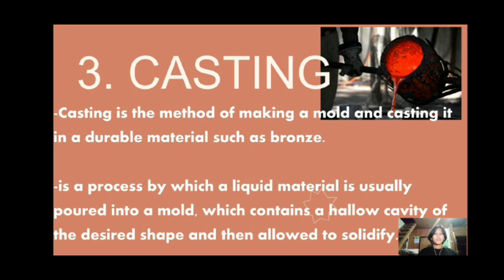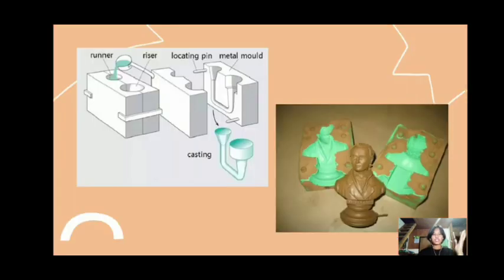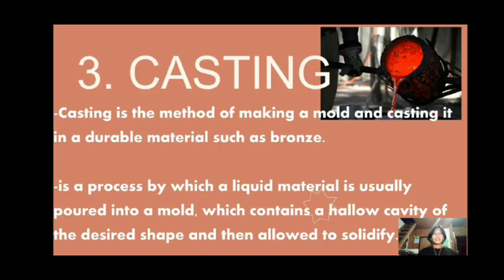Casting is the method of making a mold and casting it in a durable material such as bronze. It is also a process by which a liquid material is usually poured into a mold, which contains a hollow cavity of desired shape and then allowed to solidify. When we say casting, we use a mold, which we can see in the picture above on this page.